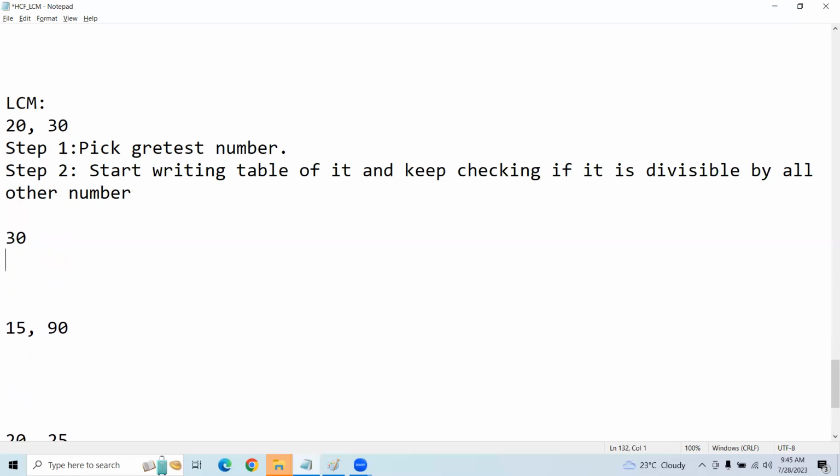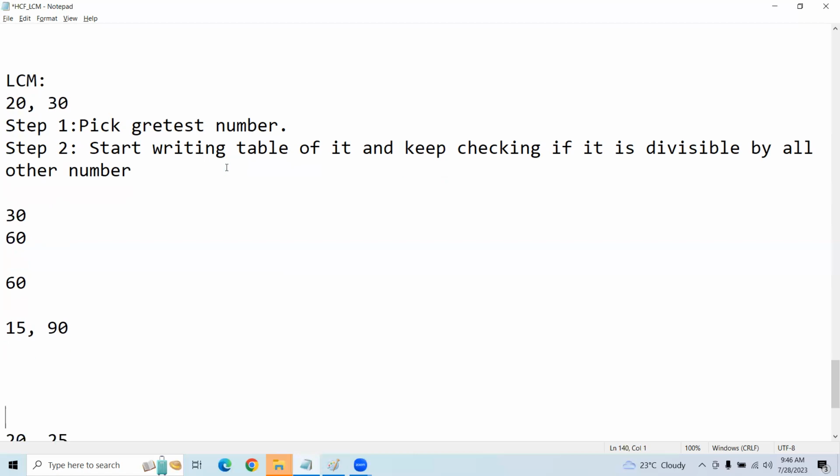31 is 30. Is 30 divisible by 20? No. 32 is 60. Is 60 divisible by 20? Yes. So we can say that 60 is divisible by 20 and 30. So basically, the LCM of 20 and 30 is 60. You have to pick the number which comes in the table of both. So you consider the greatest number first, and keep checking whether the other numbers are coming in that table or not.